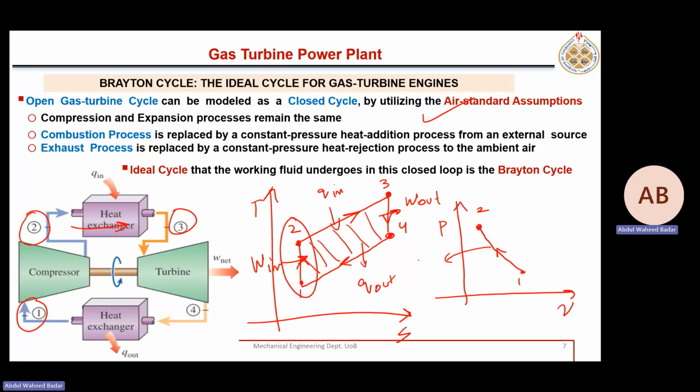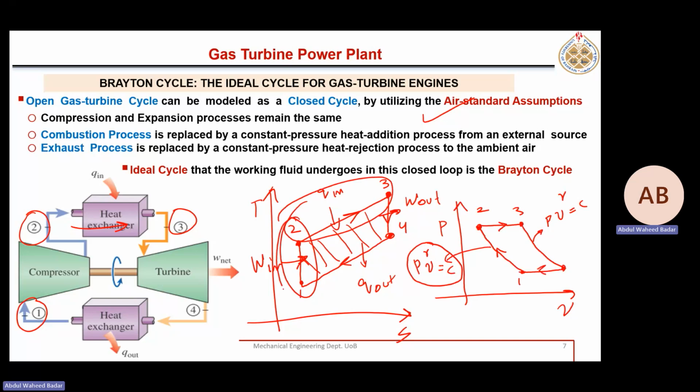What isentropic compression means: PV to the power gamma is equal to constant. Okay, Thermo 1, 2, for isentropic compression or expansion, PV to the power gamma. Then constant pressure heat addition, this one. 3 to 4, another expansion, pressure is dropping, volume is increasing, isentropic, PV to the power gamma is equal to constant, and then constant pressure heat rejection.